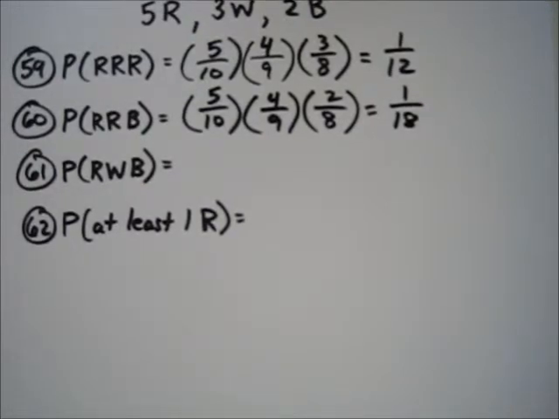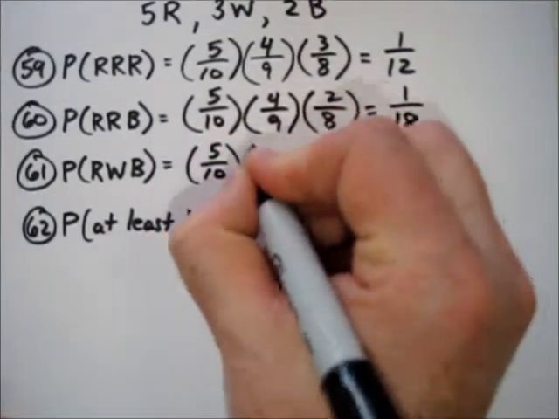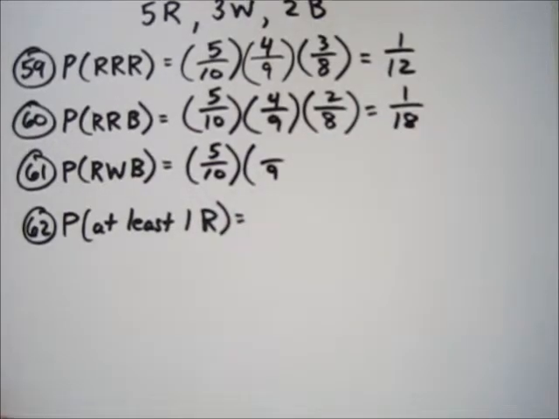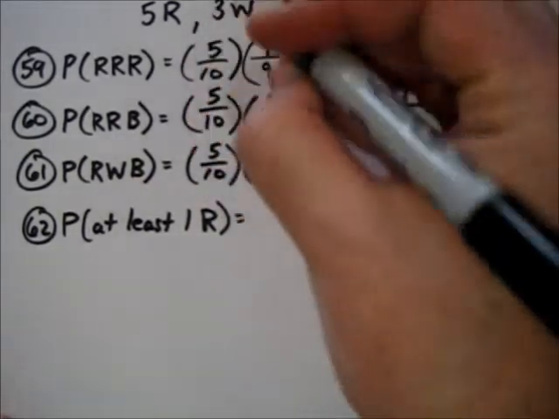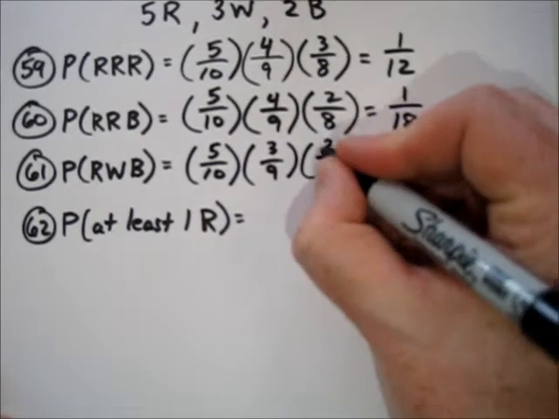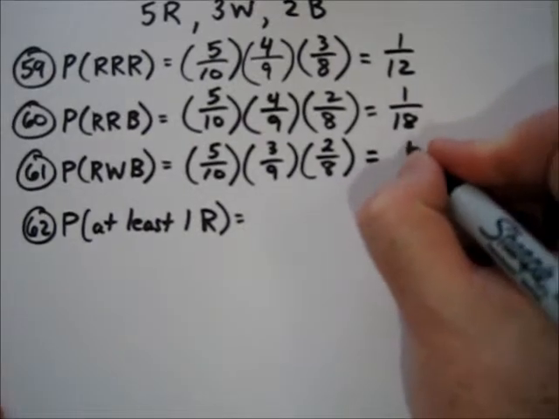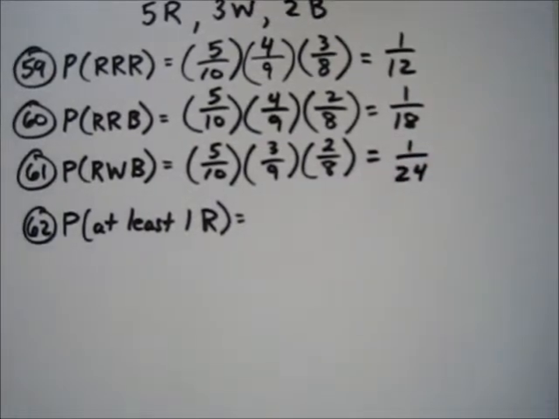Problem 61 asks for first being red, the second one white, and the third one blue. So the first one red is 5 out of 10. There's now 9 in the bag. How many of those are white? 3. Now there's 8 in the bag. How many are blue? 2. Multiply and reduce. We get 1 over 24.